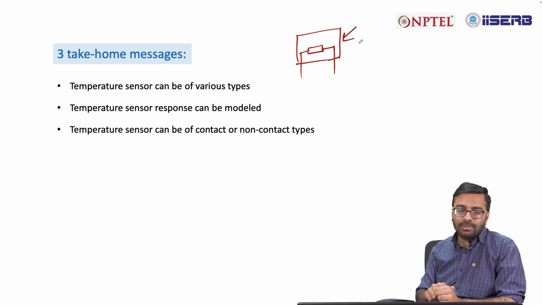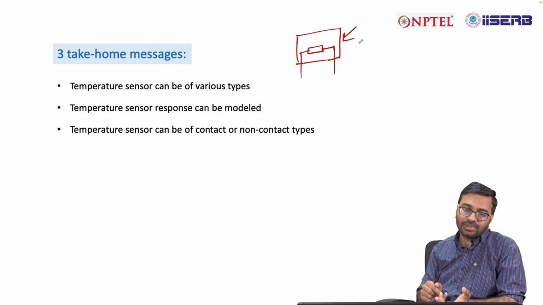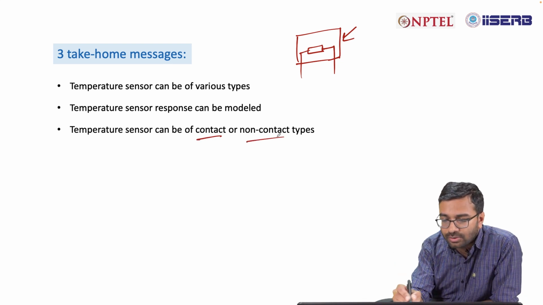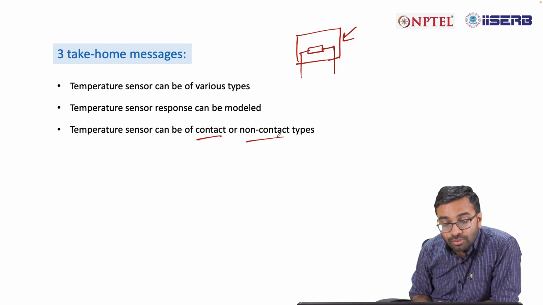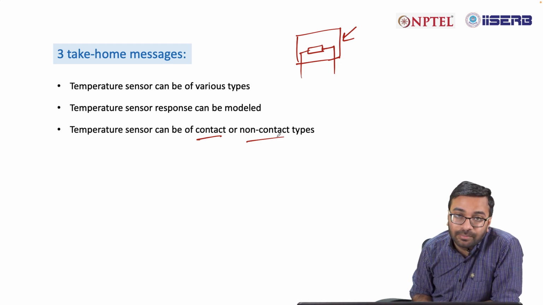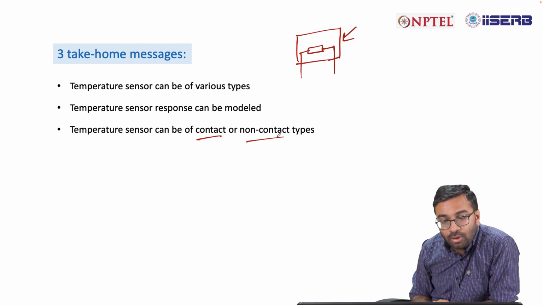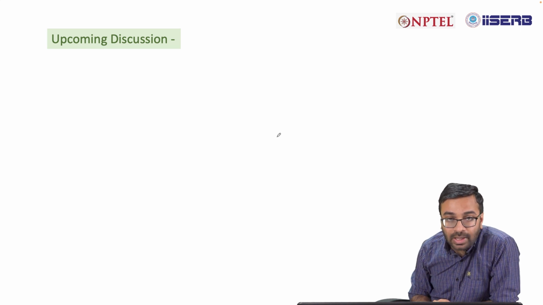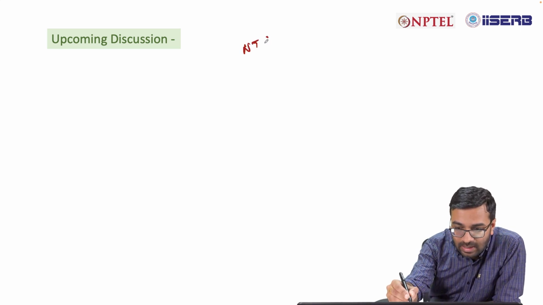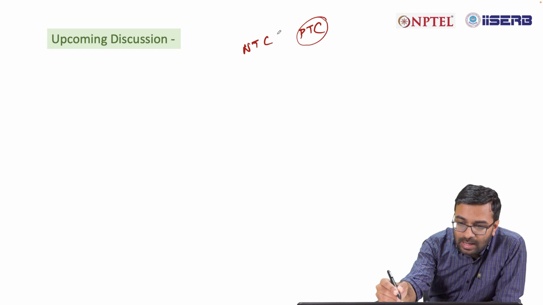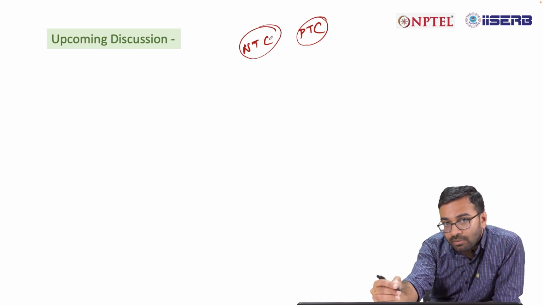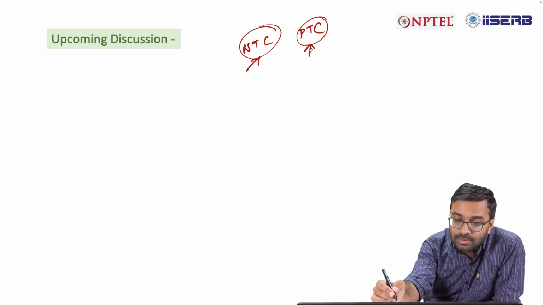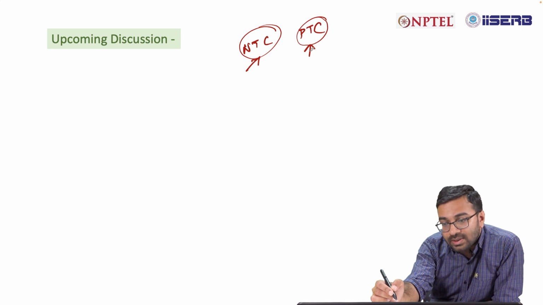And then temperature sensors can be of contact and non-contact types, that I already have said. It's a kind of classification also, and based on the application you have to choose whether to use a contact sensor or a non-contact sensor. With this, I would also request you to study or to think about what is the difference between NTC and PTC, and is there any specific application you may think of where NTC will be more suitable than PTC or vice versa. Because you have options, you have both NTC sensor and PTC sensor.